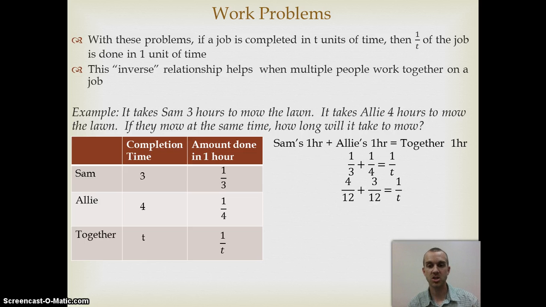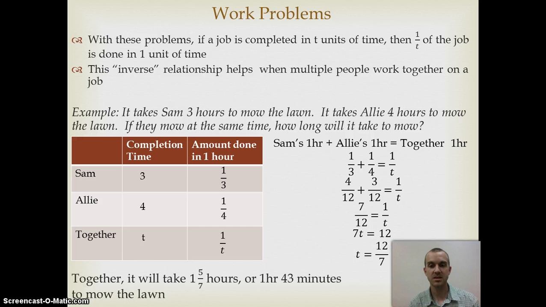I add my fractions, so I got to get a common denominator, which is 12. So 7/12 equals 1/t. I can cross multiply and divide, and I get that t is 12/7. So together it would take them 1 5/7 hours, and 5/7 of an hour is about 43 minutes. So in an hour and 43 minutes, together they could mow that lawn.